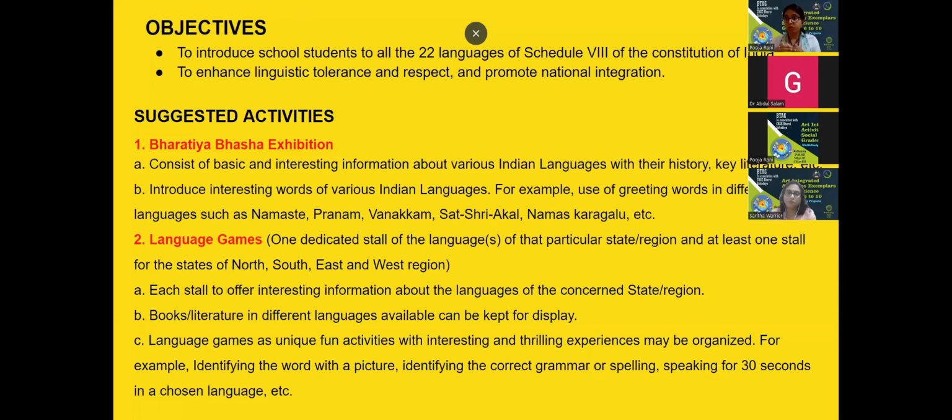So what are the objectives of the Bhasha Sangam program? The school will introduce, and students will get an idea, that there are 22 official languages in the Schedule 8 of the Constitution of India, to enhance linguistic tolerance and respect and promote national integration. Suggested activities, I have listed out a few. This is available on the CBSE portal also, on the Bhasha Sangam portal. You can go through it there also.